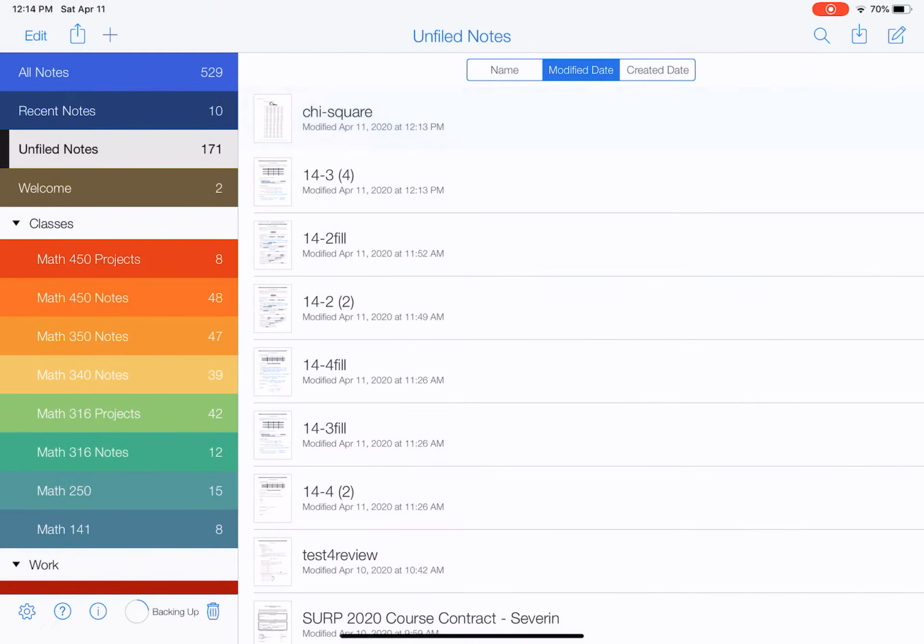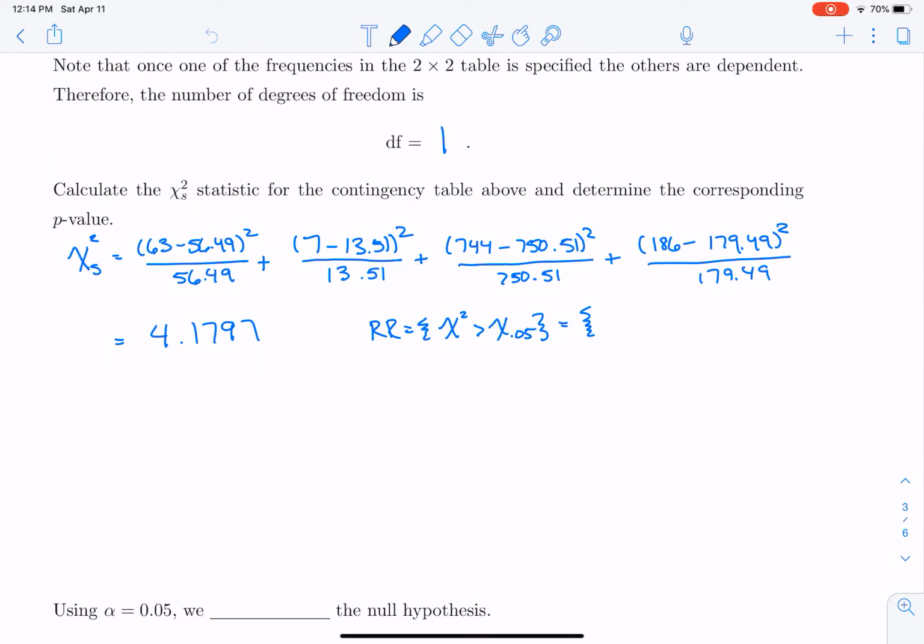So here our rejection region was that the chi-squared had to be bigger than 3.84, and we can see that our p-value was between 0.025 and 0.05. Notice that our rejection region is one-sided, it's directional, so we're not doubling any probabilities or anything. If you used R, you could get that the p-value is 0.041. So using alpha equals 0.05, we're going to reject the null hypothesis.